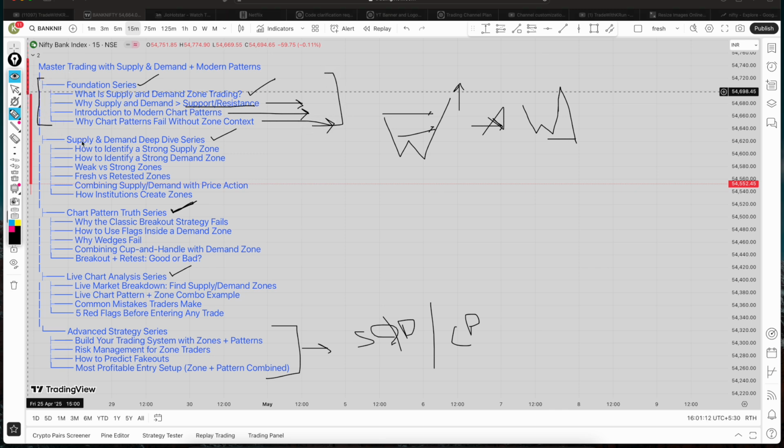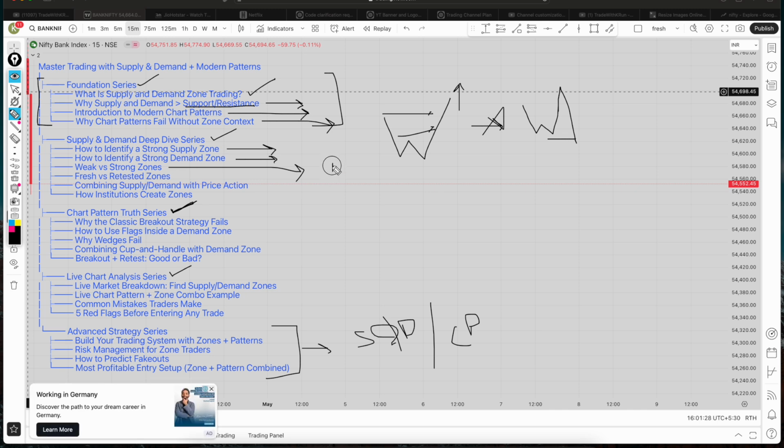The second part will be purely based on supply and demand zone, and we'll see how we identify the strong supply and demand zone in both this first and second part, and then we'll see when a zone can be a strong zone or a weak zone based on the zone strength, and we'll also see something related to zone freshness.